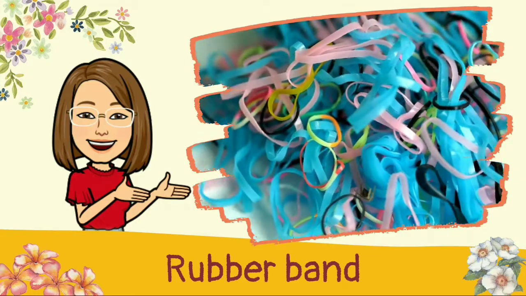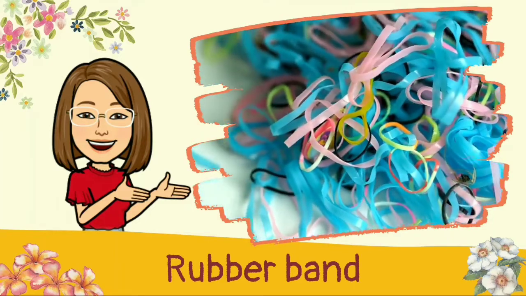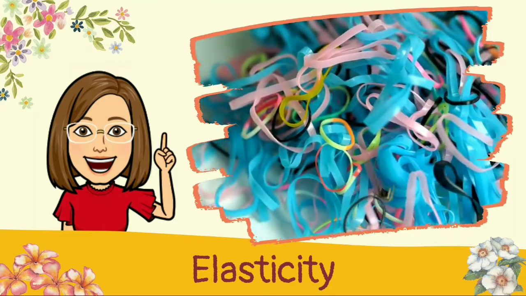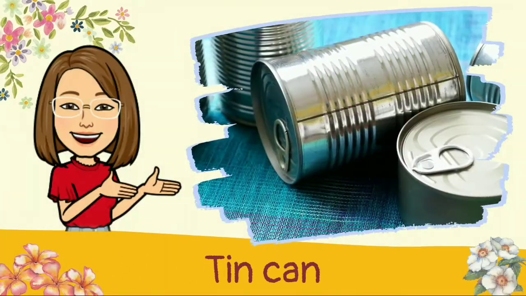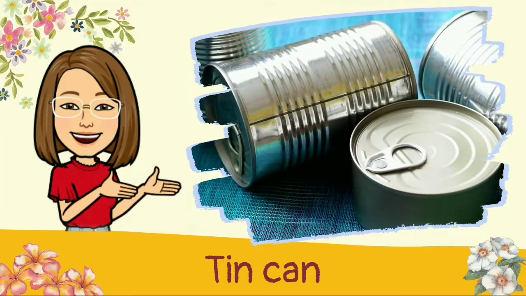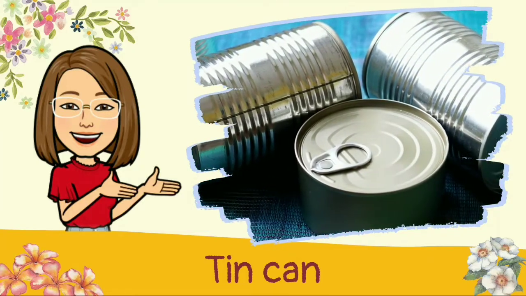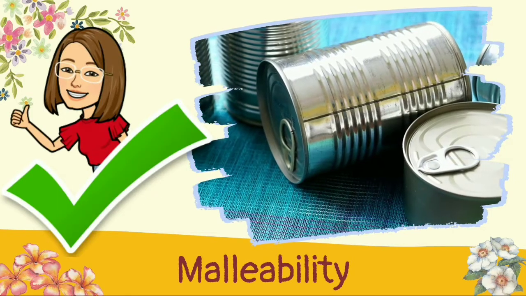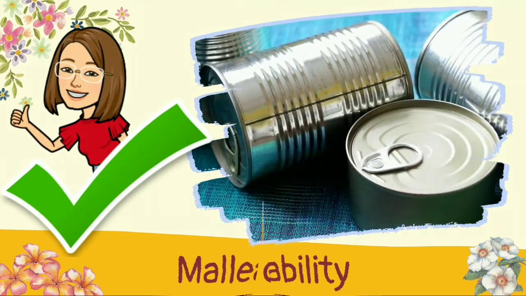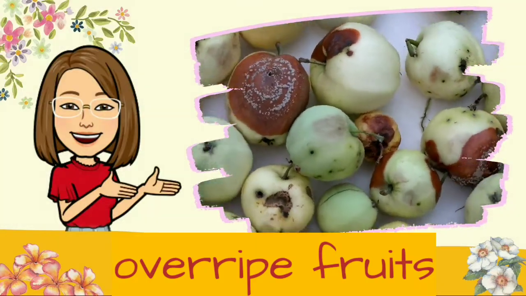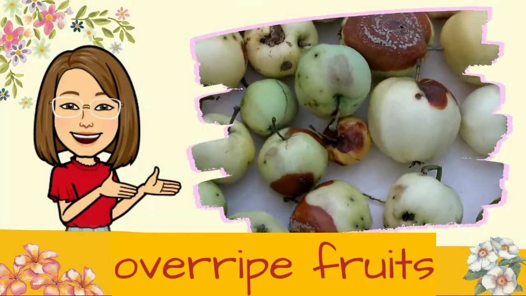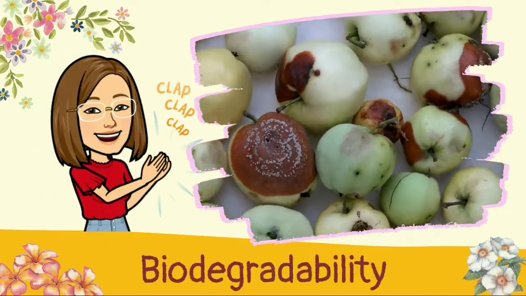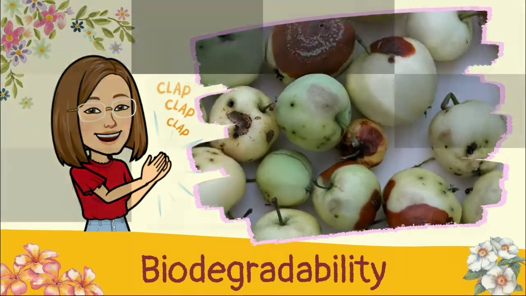What property of solid material does the rubber band show? Elasticity. Great! It shows elasticity. How about the tin can? What property of solid material does the tin can show? Malleability. Yes, it shows malleability. How about the overripe fruits? Biodegradability. That's correct. It shows biodegradability.